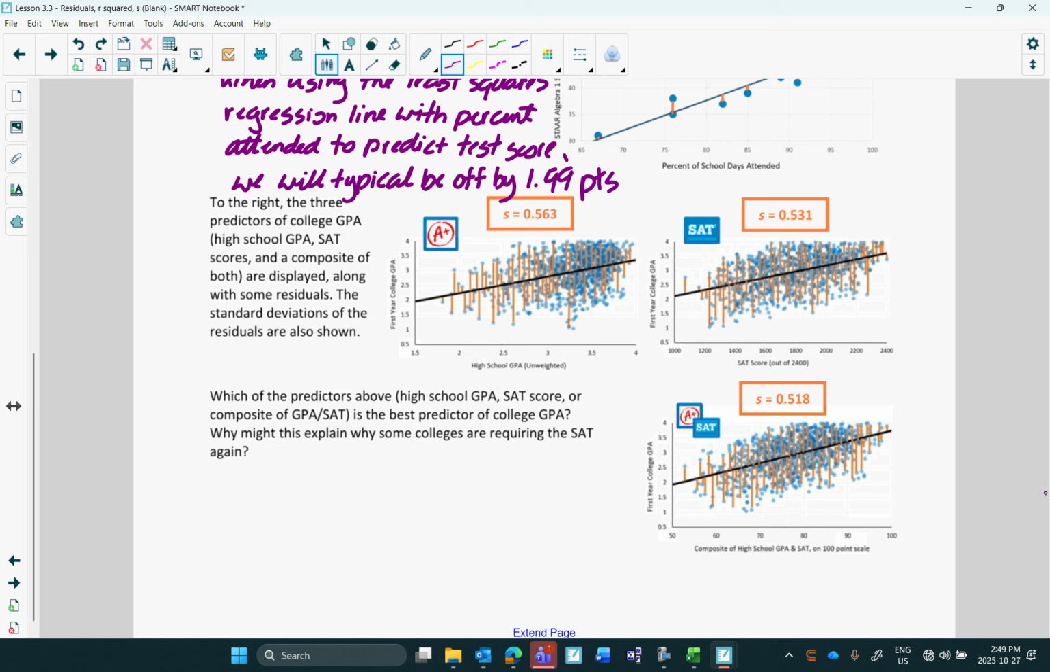Okay. So what's the best predictor according to the standard deviation of the residuals? Combined high school GPA and SAT score. That gives us the lowest variation.